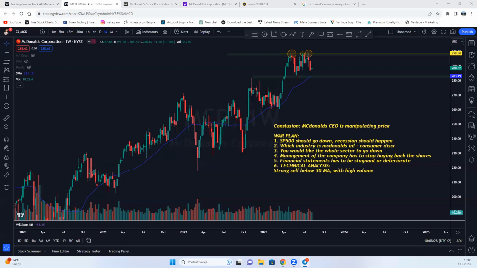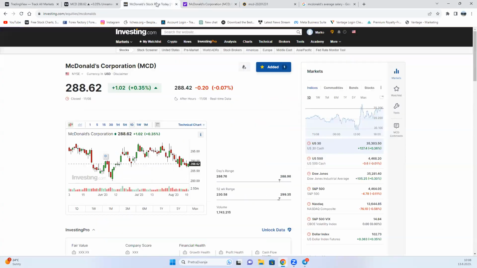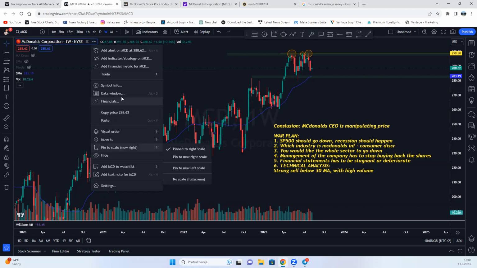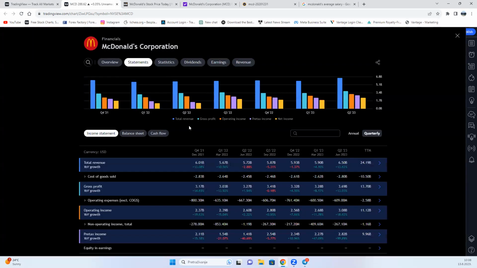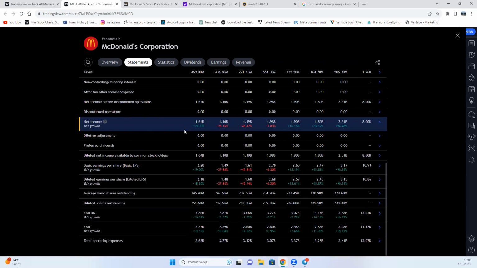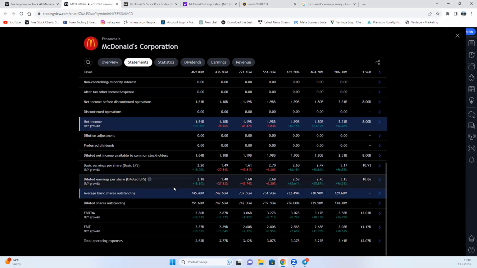How we will know that? Can you, Maras, again open the financial part of the stock? Now scroll down. You will see it on two parts. First of all, you will see it on average basic shares outstanding down there. You will see them stagnate or stop going up. This will not anymore fall down.